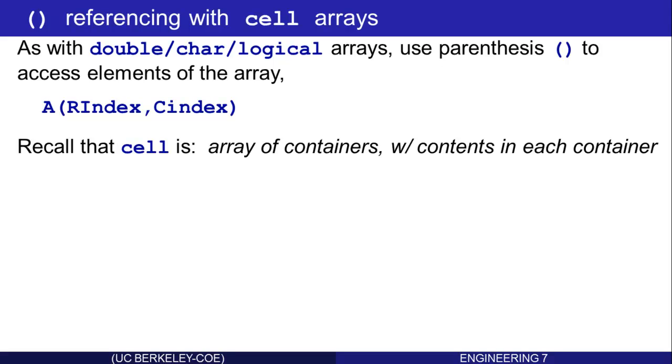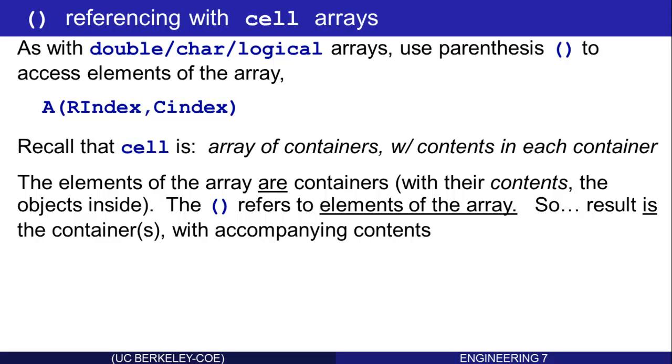Now we have to remember that a cell array is thought of as an array of containers, and there happen to be contents in each container, but it is an array of containers. So the elements of the array are the containers. The parentheses refers to the elements of the array. Therefore, the result of such a reference is the containers with the accompanying contents.